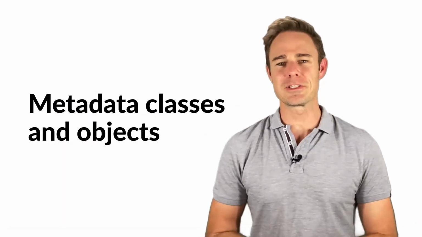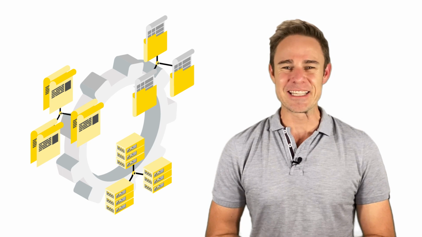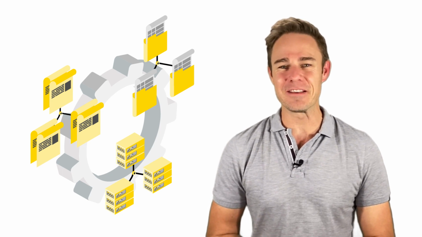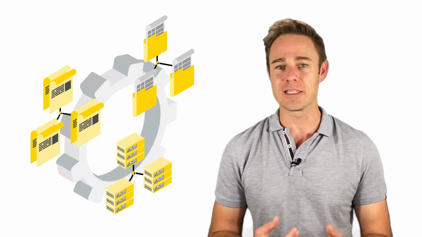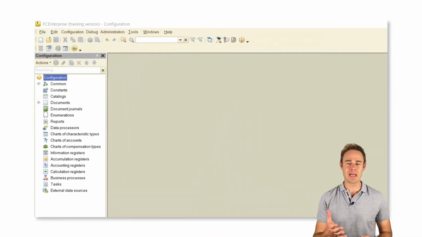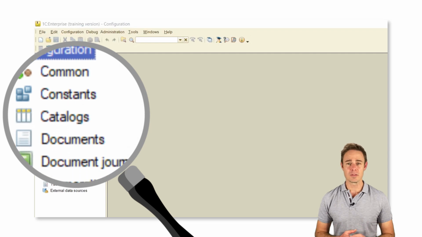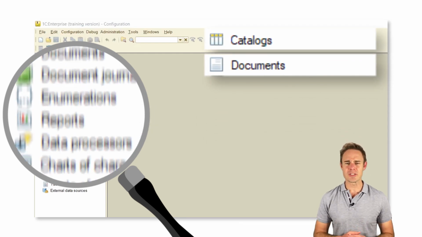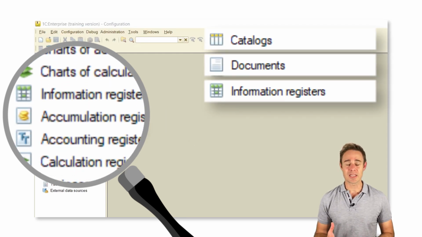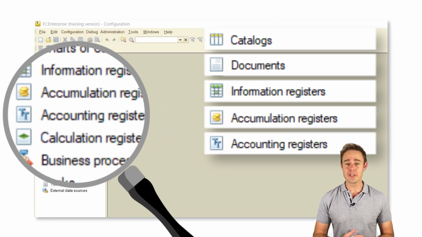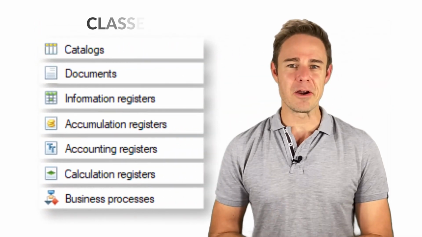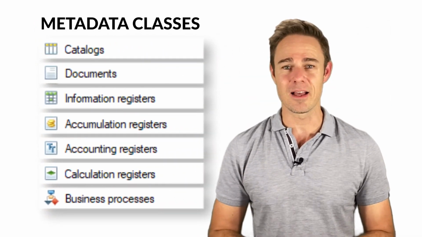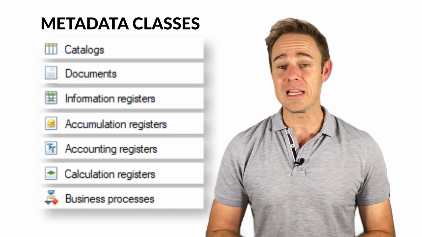The system consists of business components, which we'll call metadata classes. Metadata classes are the predefined, visually configurable building blocks that are widely used in enterprise applications. We can see them in our designer mode: catalogs, documents, information registers, accumulation registers, accounting registers, calculation registers, business processes. If you have any programming experience, you can compare these metadata classes with classes from OOP languages.